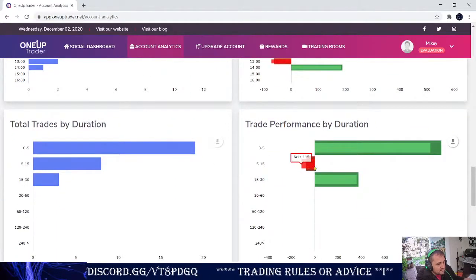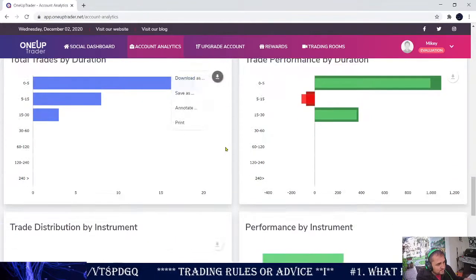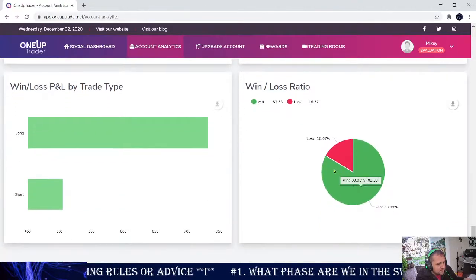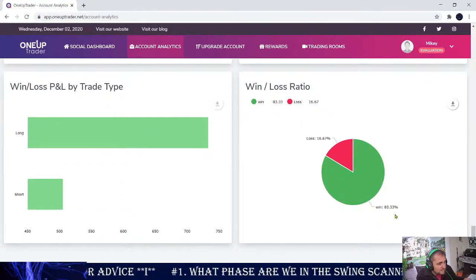Over 15 minutes of total. Well, net was 115 of losses. I've done 30 trades for everything. But look at my win rate. And this is the key, guys.